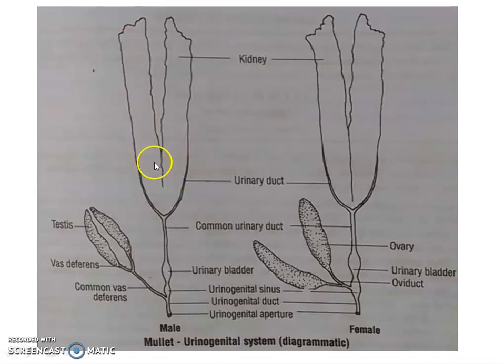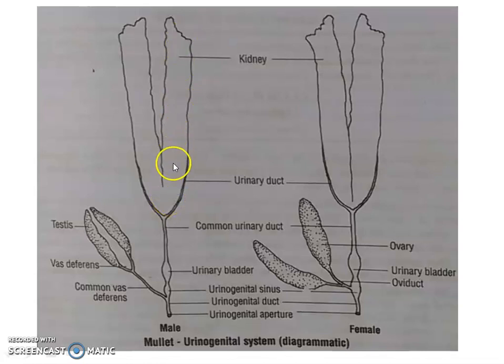And these kidneys, towards the posterior you can see, are fused to form a single structure, but anteriorly they are separated, right? And these two together form a common structure towards the posterior.